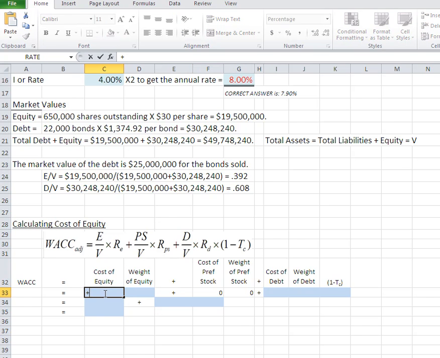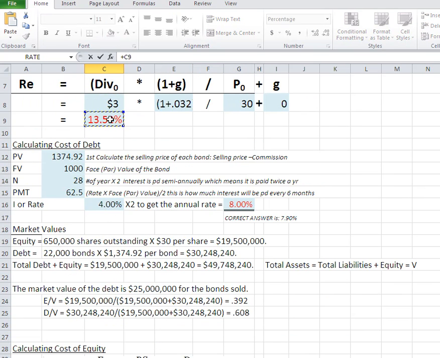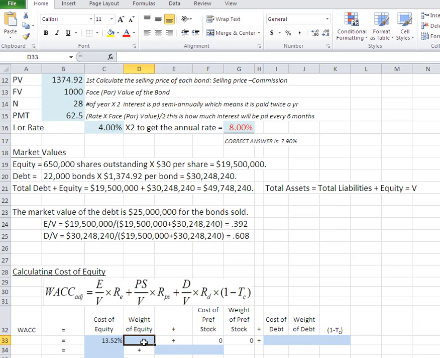So the cost of the equity, we said, was 13.52. The weight of the equity was 0.392. The cost of the debt was 8%. The weight of the debt was a little over 60%, 0.608. And then the 1 minus the tax rate. Well, the tax rate was 0.34 or 34%. So that will be the very last component.